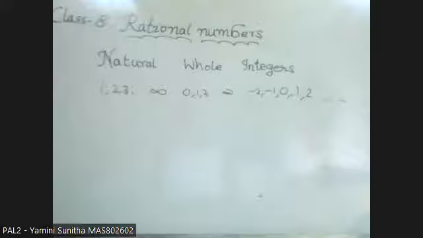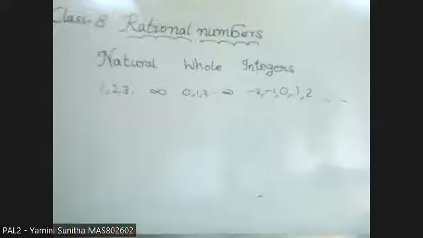There are many other types of number systems, such as the real number system, the rational number system, and the irrational number system. We are going to learn all these in the upcoming classes. In our eighth class, we learn about the rational number system. So first, we have to know in detail about natural numbers, whole numbers, and integers.